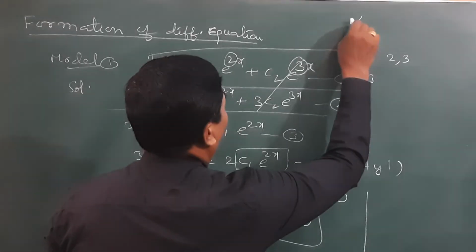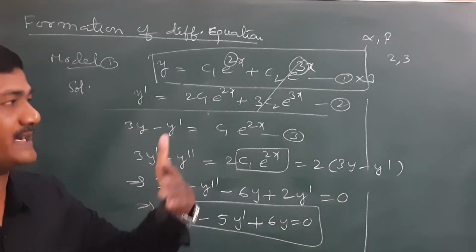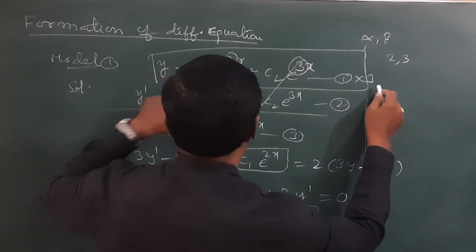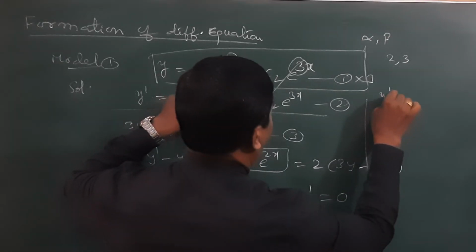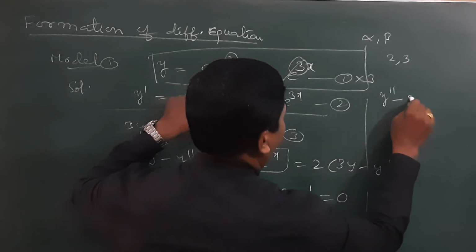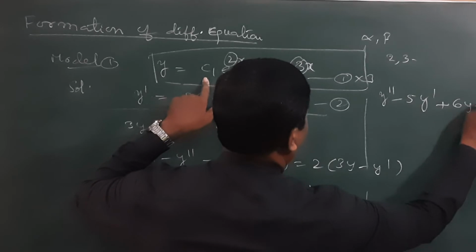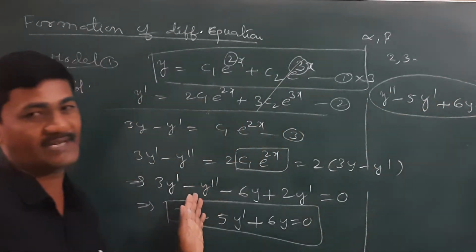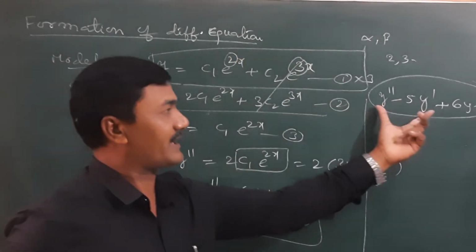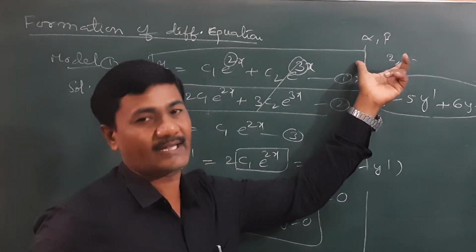Whenever alpha comma beta are the roots, then the equation is x square minus (alpha plus beta) x plus alpha beta equal to 0. How many constants are there? 2 constants. y double dash minus sum of roots, here 2 plus 3 is 5, y dash plus 2 into 3 is 6, y is equal to 0. We are getting the solution of the differential equation. So when a problem is given, we can immediately write the solution like this by using the quadratic equation form.